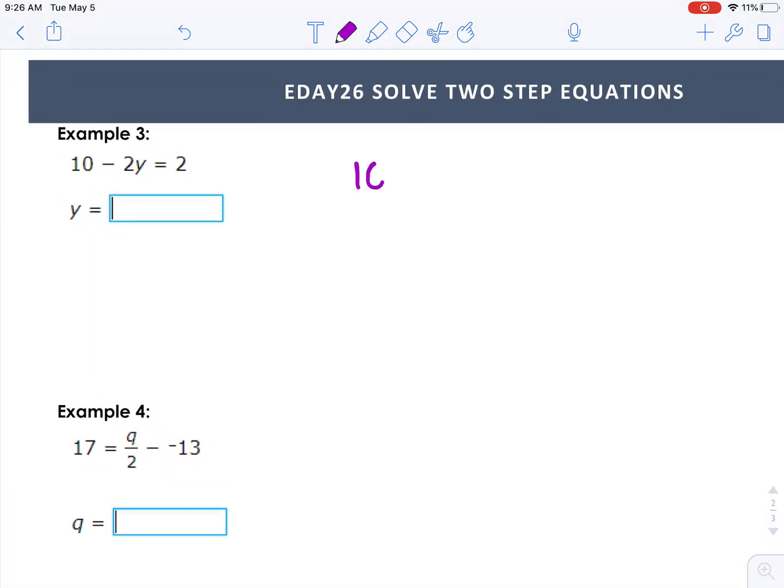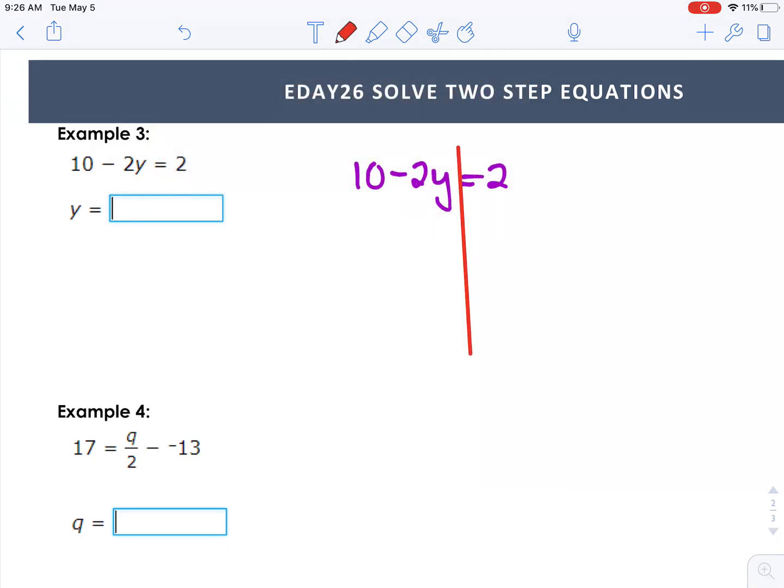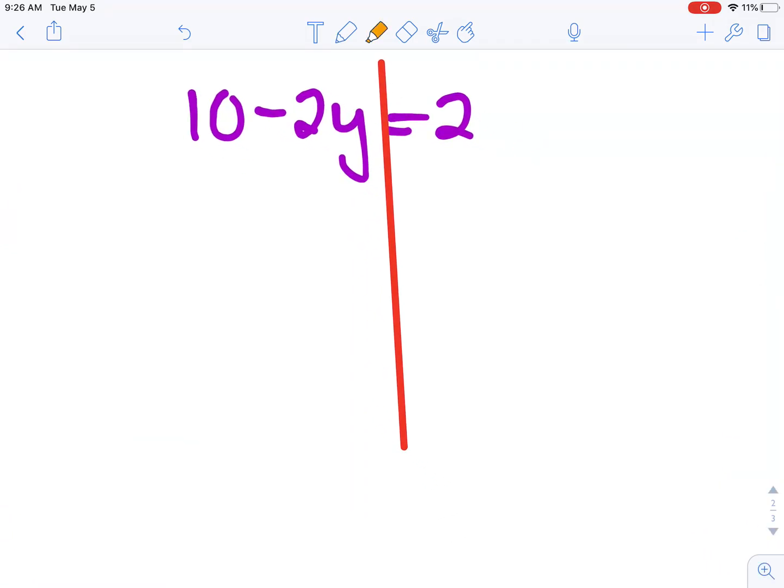Rewriting this next problem. First thing we want to do is move the 10. When we move the 10, we want to look at the sign in front. Because there is no sign, that implies that it's positive. To move a positive 10, we are going to subtract 10.